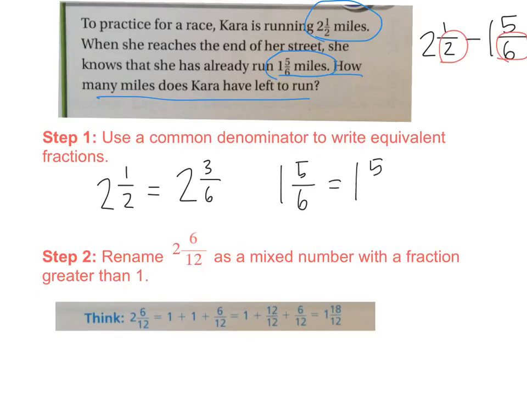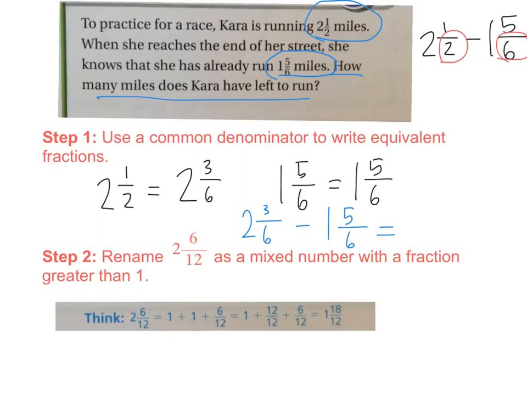Okay, so we can rewrite this equation by saying 2 3/6 minus 1 5/6, right? Would you say that that is equivalent to our original equation? Okay, now normally we would start by subtracting the fraction part. Can we do 3/6 minus 5/6?